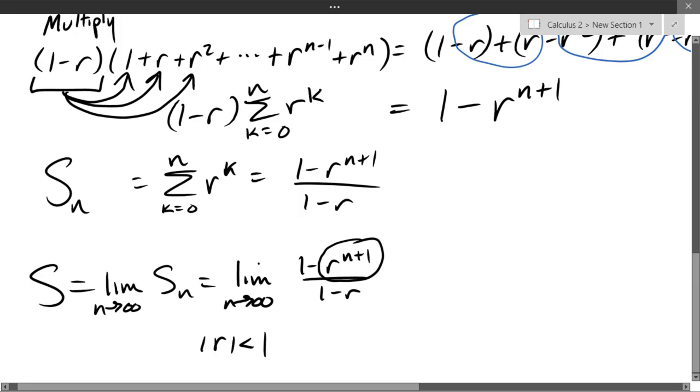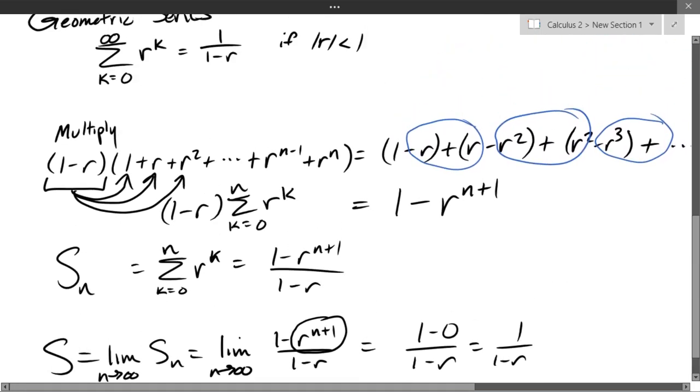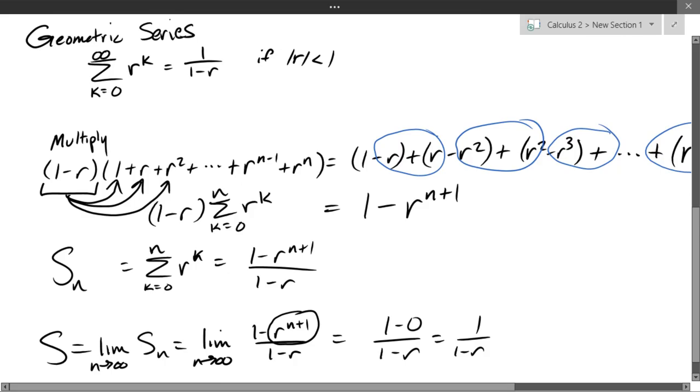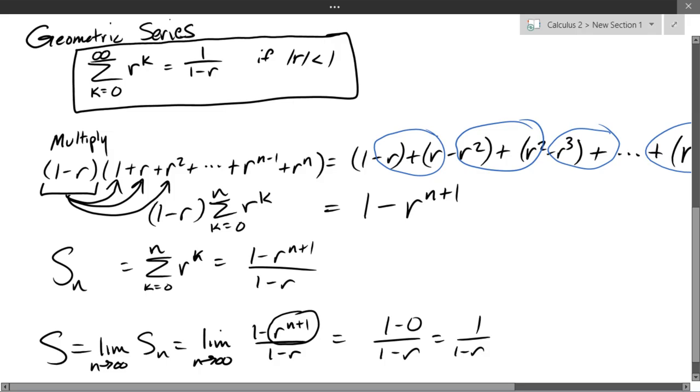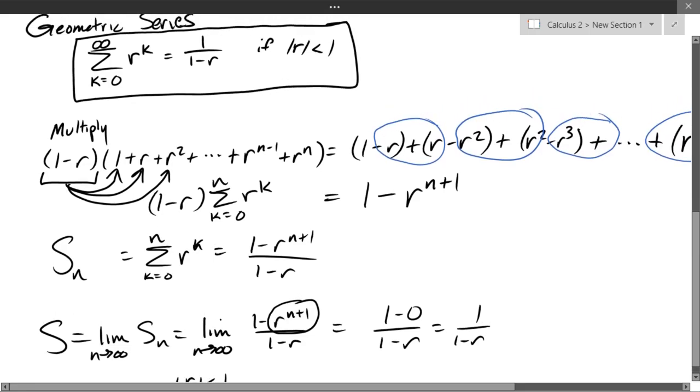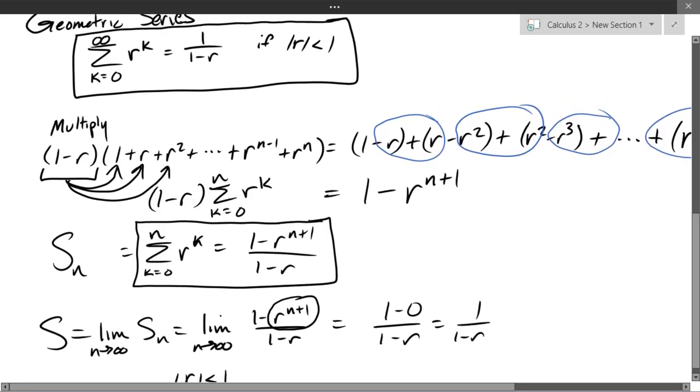And that's the only n inside this limit, so that's the only term that's going to change. So we're going to get 1 minus 0 over 1 minus r, which is 1 over 1 minus r. And that is exactly where the geometric series formula comes from. So there's the infinite form, and here is the partial sum, or the finite form right here. So let's go ahead and use this to find some sums.